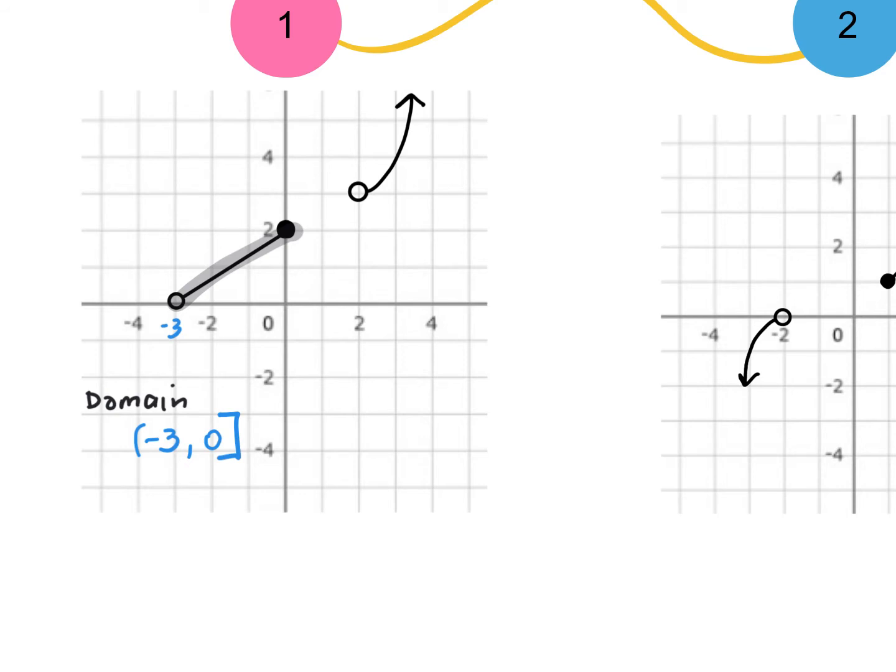Then my graph stops, so I have to stop the interval notation and start it again. It picks back up here. What's the X value there? 2. And it's an open dot, so 2 with the parentheses. And then it continues on in this direction, and there's an arrow. So what's that tell you about your X values after this? Good. It's going to go to positive infinity. And infinity always gets a parentheses.